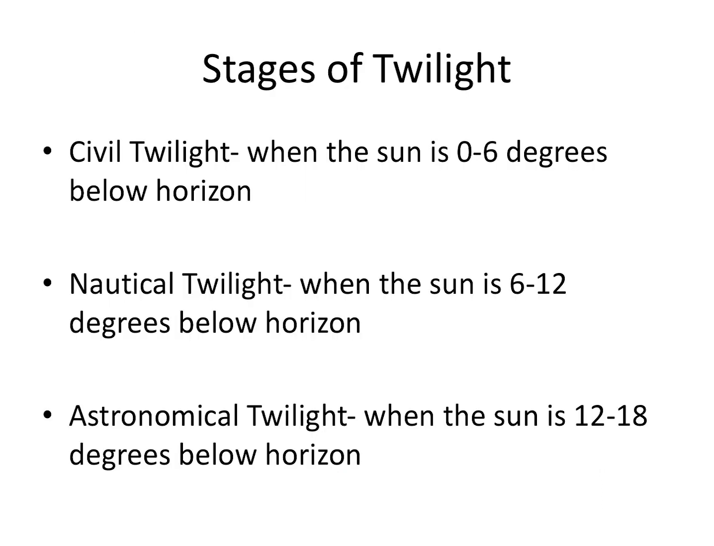Civil twilight is when the sun is anywhere from 0 to 6 degrees below the horizon. Nautical twilight is when the sun is 6 to 12 degrees below the horizon. And astronomical twilight, right before darkness, or right after darkness if it's morning time, is when the sun is 12 to 18 degrees below the horizon.